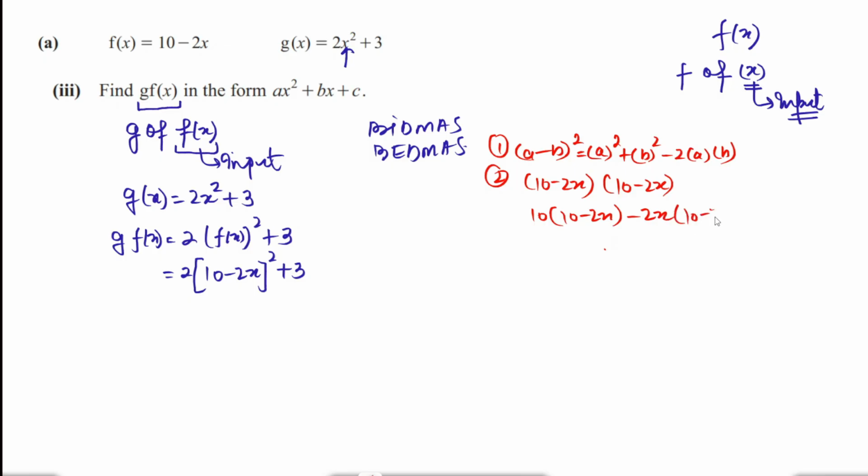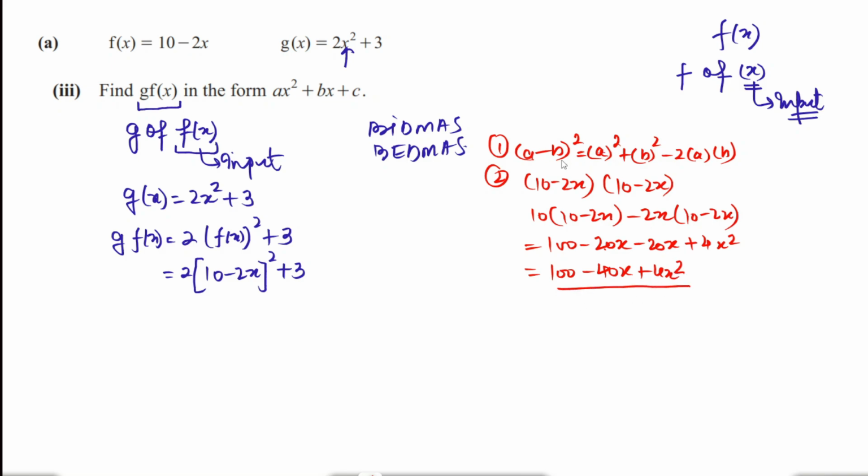No marks will be deducted here. And if you simplify these, you will get 100 minus 20x minus 20x plus 2 2s are 4, and x into x, x square. So we are going to get here 100 minus 40x plus 4x square. That is the simple opening way.